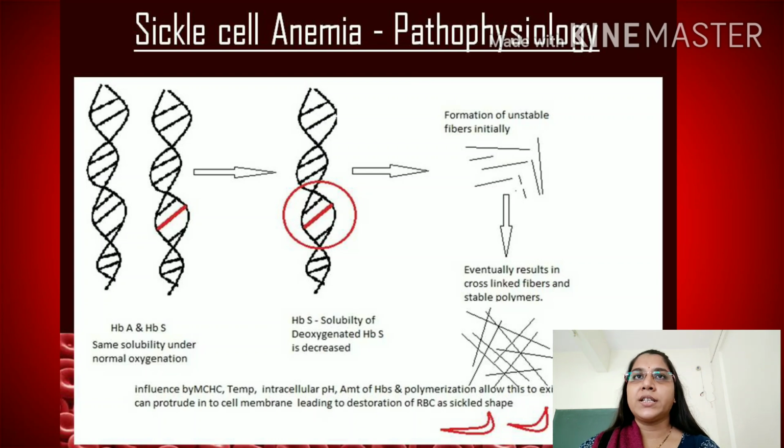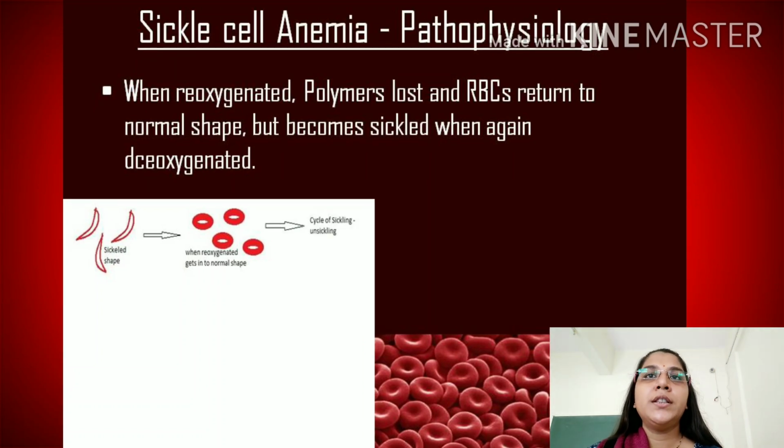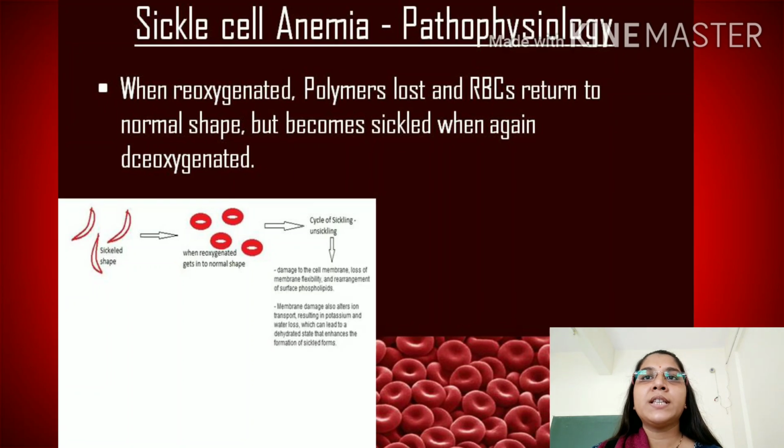Now what happens next? This sickle shape RBC, when reoxygenated, gets into the normal shape again. And again, on deoxygenated condition, they convert into the sickle shape. So this sickling-unsickling procedure continues. Now this cycle of sickling and unsickling damages the cell membrane of the RBC.